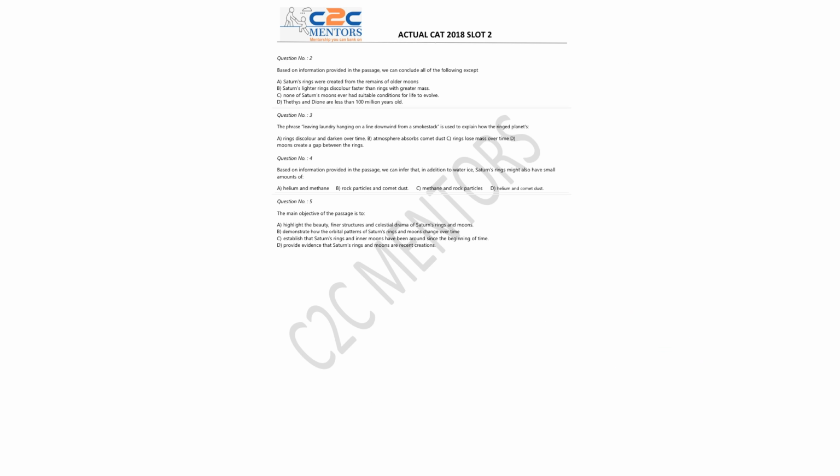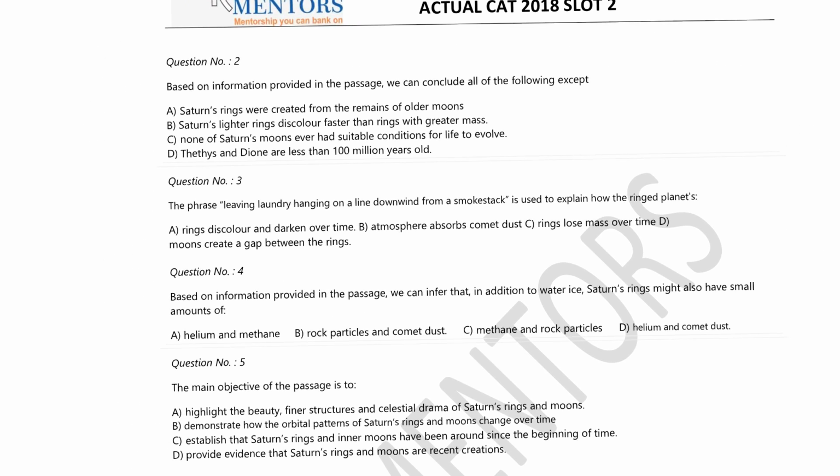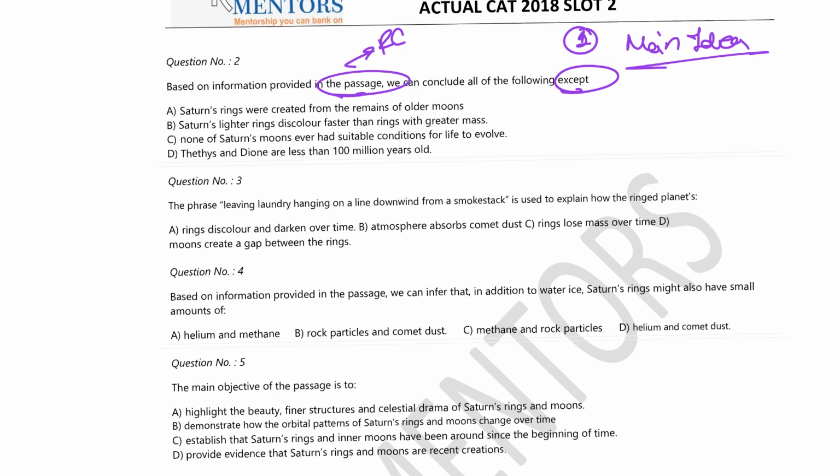Now let's move ahead. Now we have another question out here, which says, based on information provided in the passage, we can conclude all the following except. Now we don't know which passage, it means the entire RC has been talked about, right? We can conclude all of the following except, so there is one point that we cannot conclude, and that one point is not a part of your main idea, and all the other points given out here are close to your main idea.